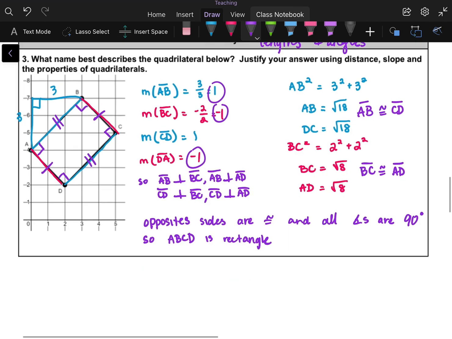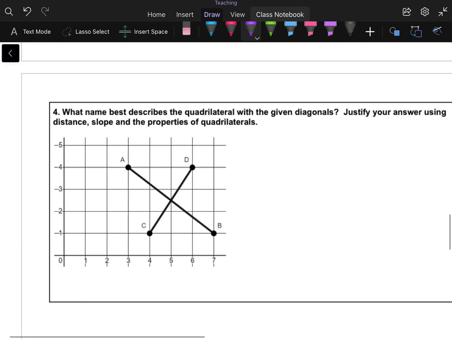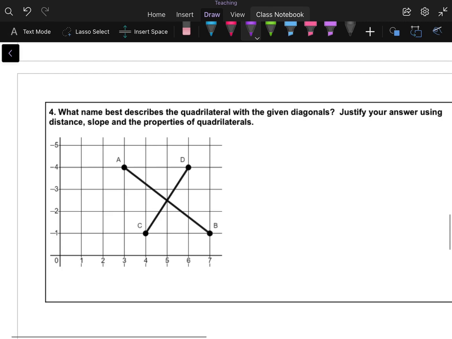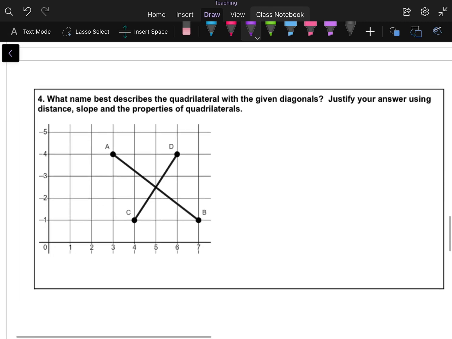All right, go ahead and try the next one here as well. This is one with our diagonals. So go ahead, pause the video, see if you can figure out what kind of quadrilateral this is.